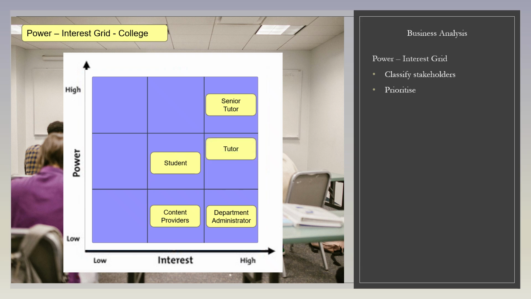Further discussion and analysis of this might lead some involved in the project to say, actually, students are highly impacted by this project. So you could simply move them across into the higher category and change your approach to managing them and involving them accordingly.